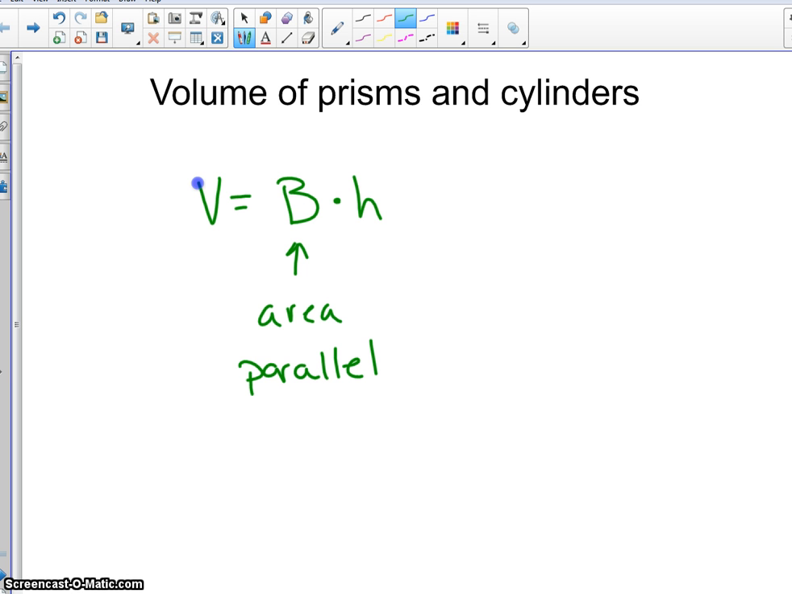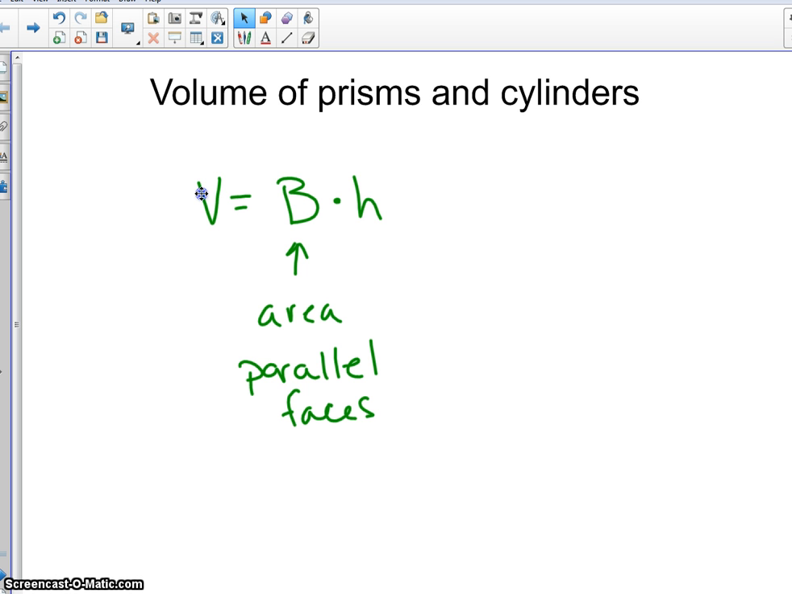So if you think about that, when we talked about prisms, you had two sides that were parallel, and then in between there, they were connected, usually by rectangles, sometimes other shapes, in the case of a cylinder.